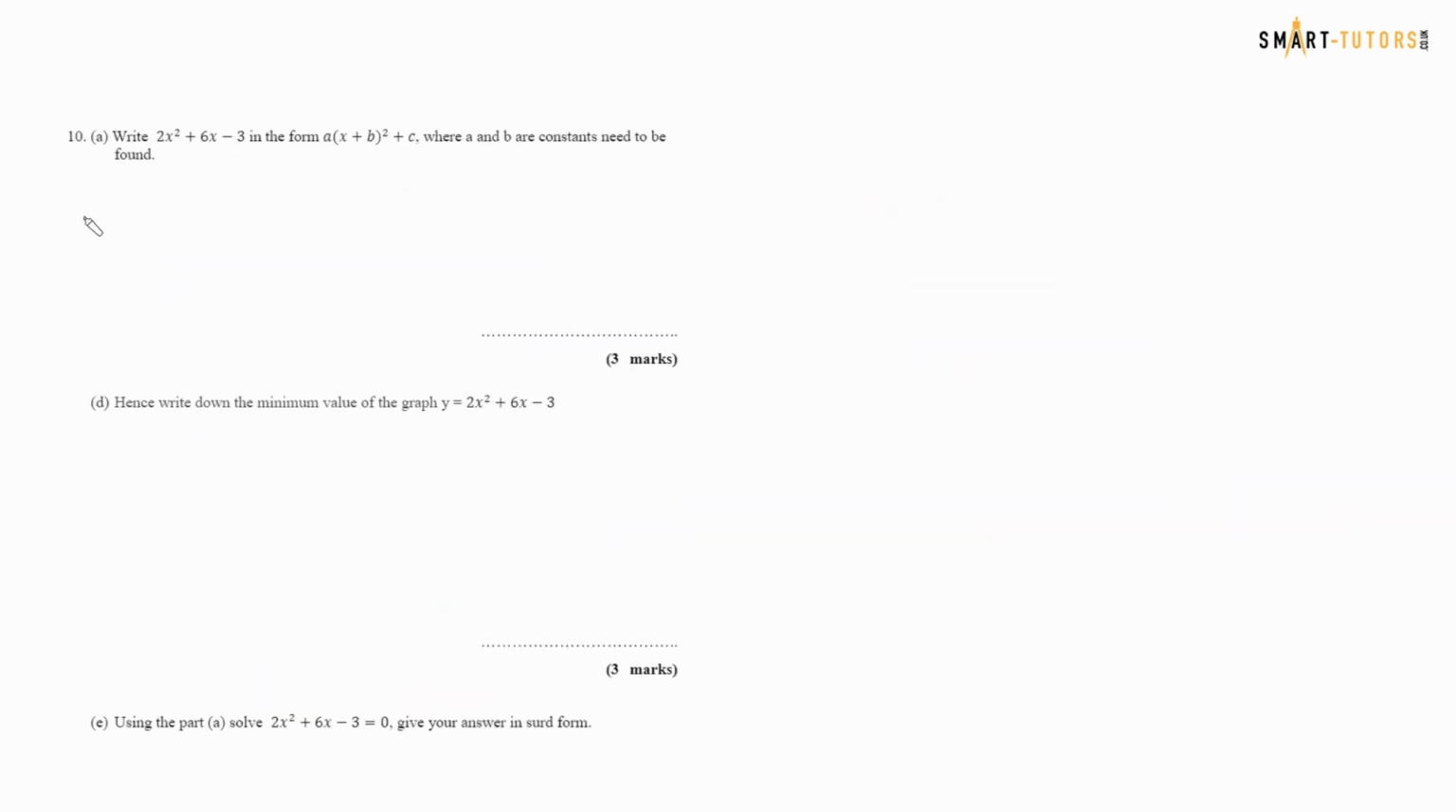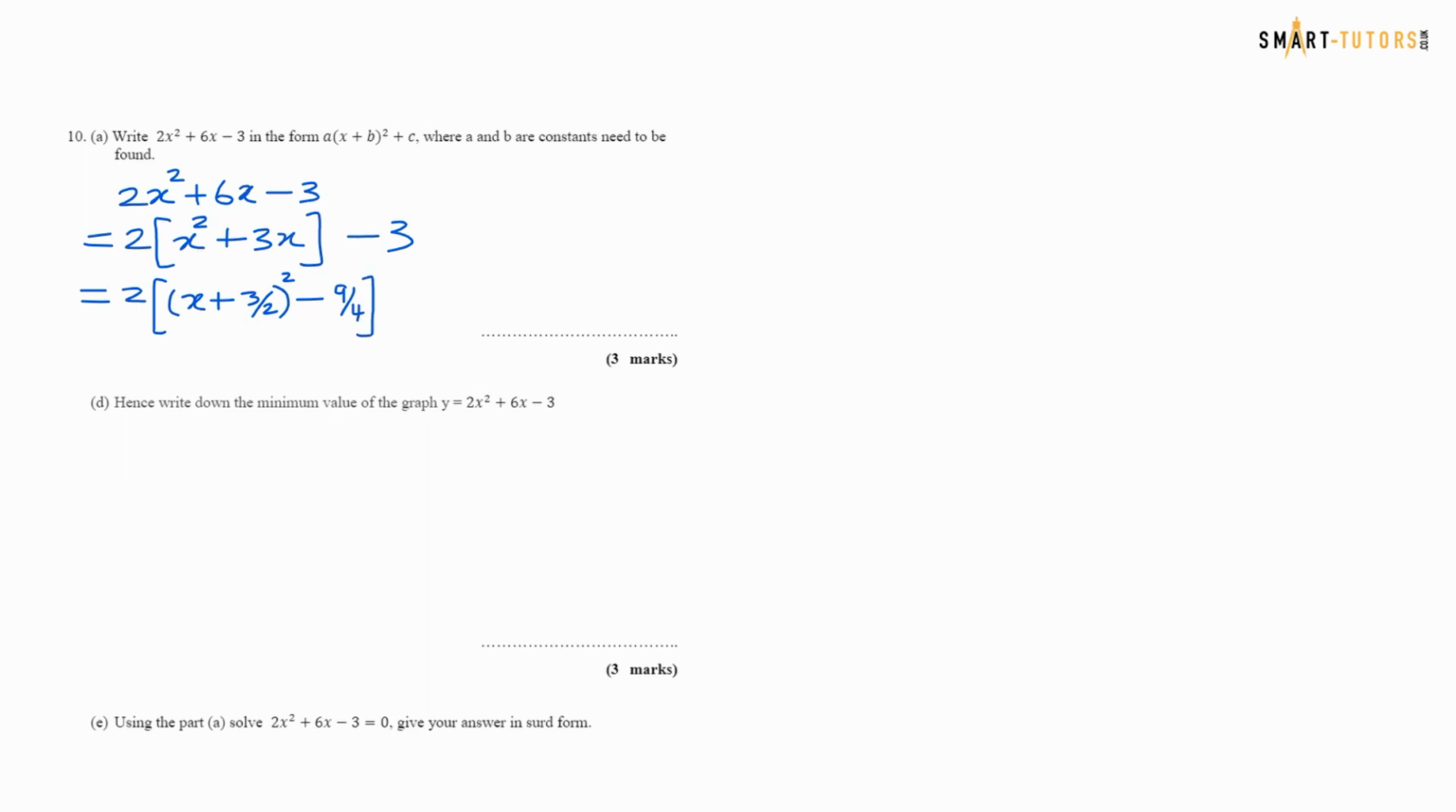Question number 10. Write 2x squared plus 6x minus 3 in the completing square format. So let's write the 2x squared plus 6x minus 3. 2 can be taken out. So x squared plus 3x, and the minus 3 is going to stay separately. So 2 outside, (x plus half of 3, which is 3 over 2) whole thing squared, take away 3 over 2 squared. So 3 over 2 squared is 9 over 4, bracket close, minus 3.